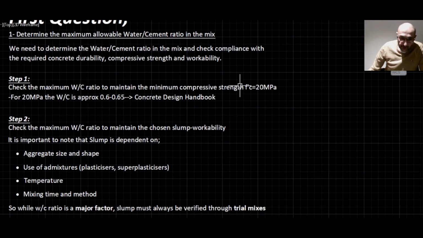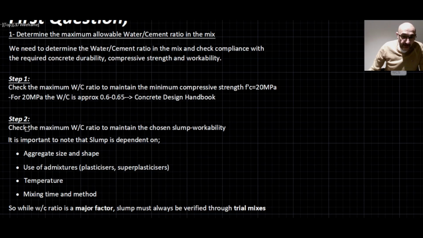As a rule of thumb, according to many concrete design handbooks and textbooks, you'll find that for 20 MPa, the water cement ratio is approximately 0.6 to 0.65. You really do not want to exceed that. You don't want to exceed 0.6. But if you're within that range, I think you're good to go. So you could refer to many standards and textbooks. It will give you information about that.